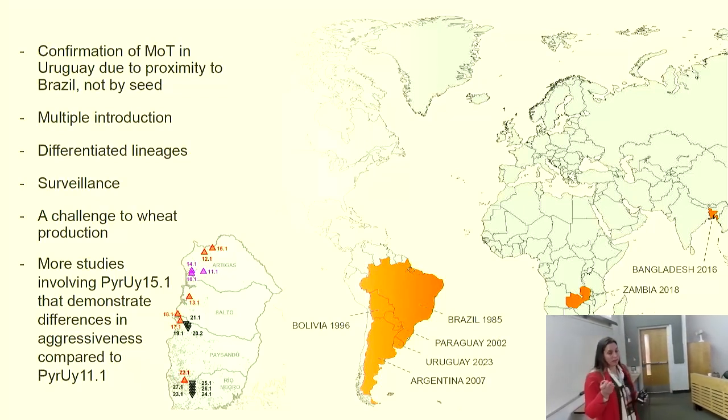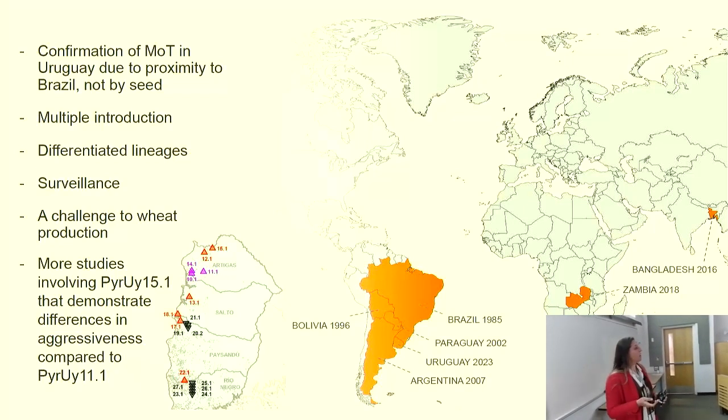So one of the things we did, as I mentioned, is try to explain to farmers the importance of not bringing the seed to the south, so we don't spread the disease in the country.